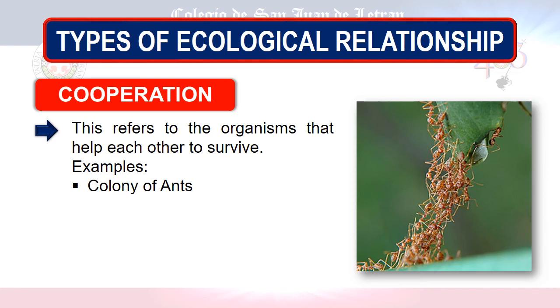And lastly, we have cooperation. Cooperation is the process where groups of organisms work or act together for common or mutual benefits. A good example of this is the colony of ants. Cooperation can be seen in many animals, birds, and fish. Many birds, fish, and grazing animals form groups as a defense against predators.